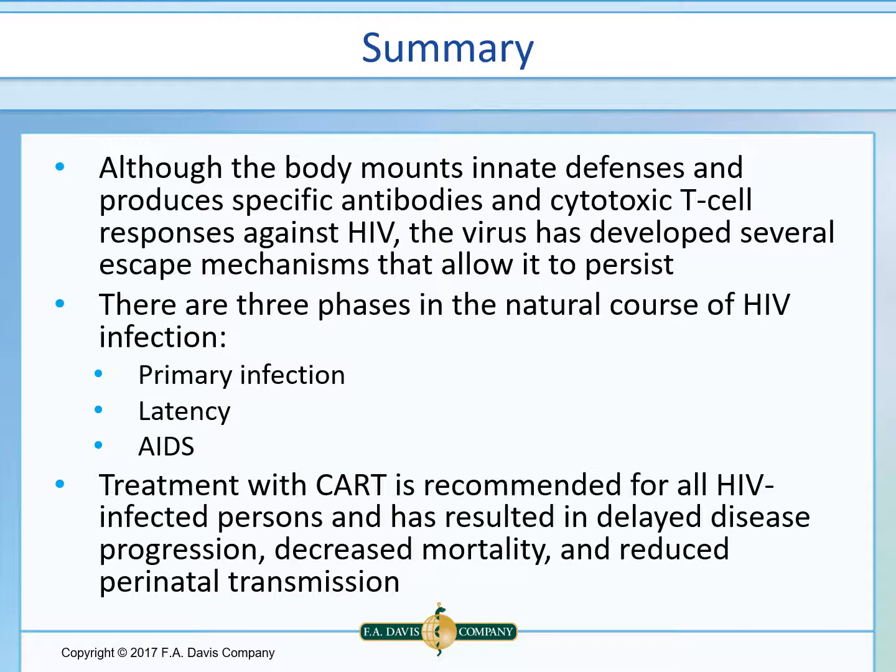There are 3 phases in the course of HIV infection, and these include primary infection, latency, and then AIDS. Treatment with combined antiretroviral therapy is recommended for all HIV-infected persons and has resulted in delayed disease progression, decreased mortality, and reduced perinatal transmission.